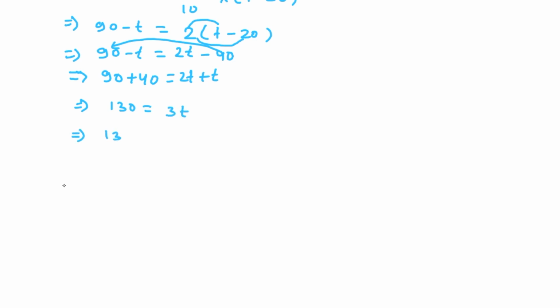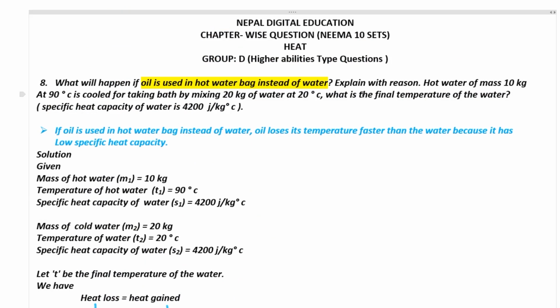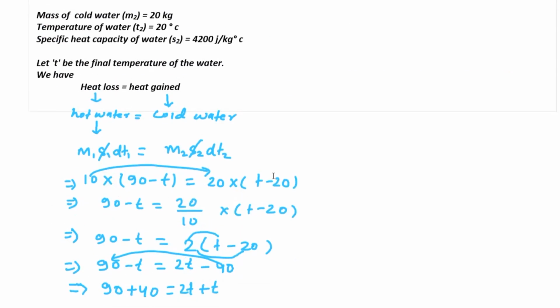So here 130 divided by 3. It is multiplication, so it comes in what? Division. So the value of T becomes 130 divided by 3, which is 43.33 degrees Celsius. So this is the required final temperature of the water.